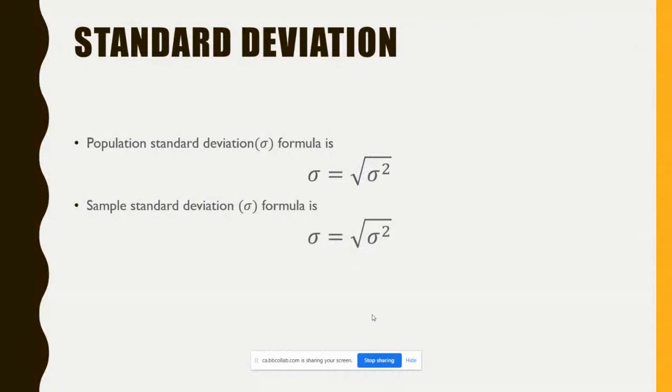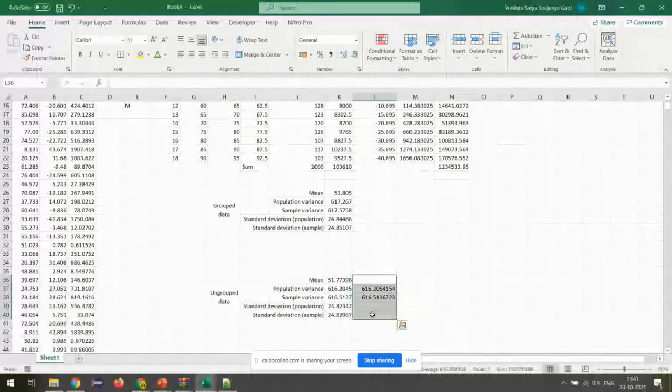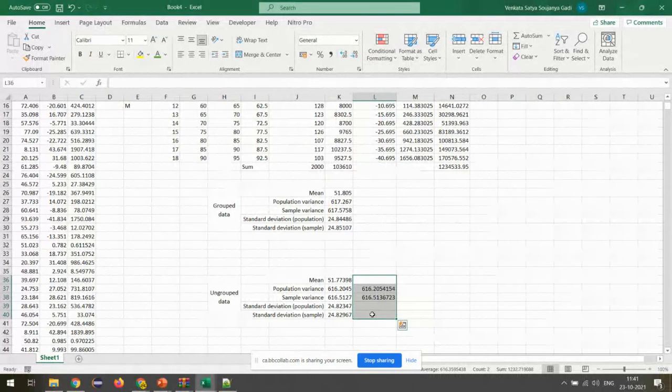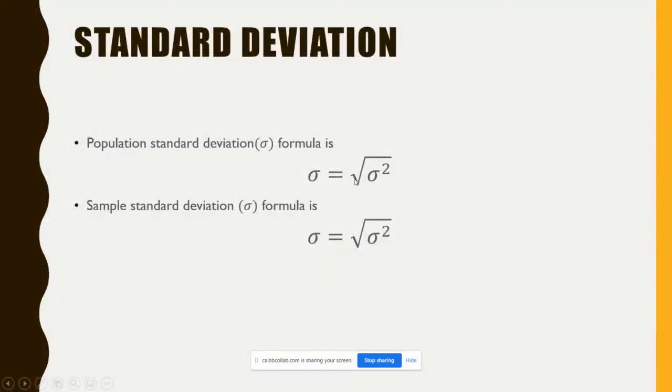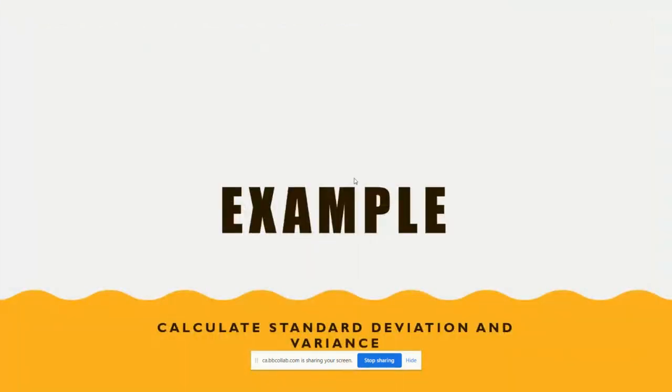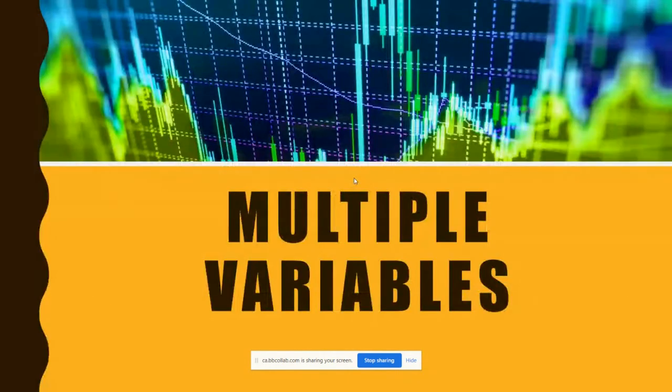So what we understand from the standard deviation is that it is always a positive number. Here the variance is positive and we are calculating standard deviation as a square root of something positive, which is also positive. We are taking only the positive part of the square root. So it is a positive number, right? So we saw the example.